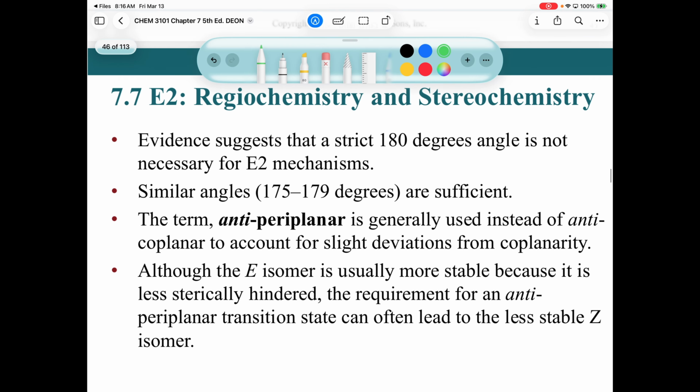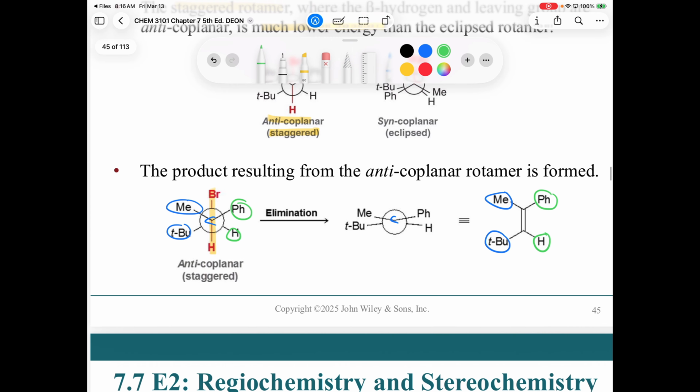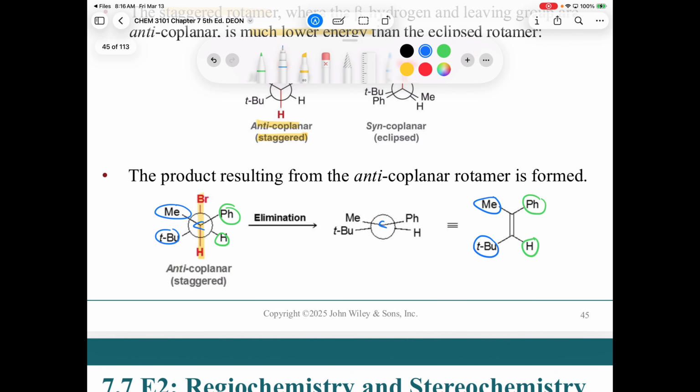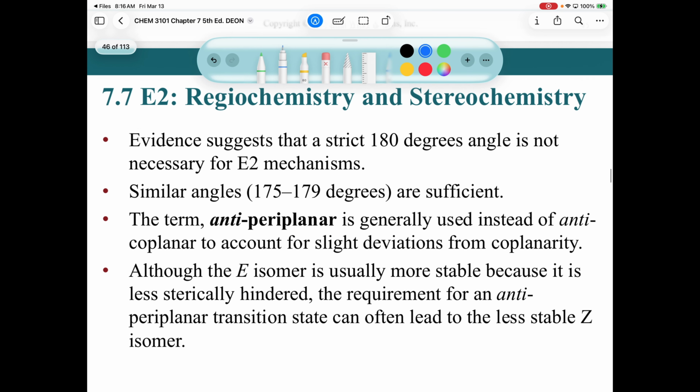However, there's one more term I want to tell you, which is this whole idea of being coplanar. If something was technically coplanar, it would mean that this angle here would be exactly 180 degrees. Well, that's a dream, okay? And in reality, the angles are usually off by a little bit, somewhere between 175 and 179 degrees, not exactly 180. And so you can't call them coplanar technically.